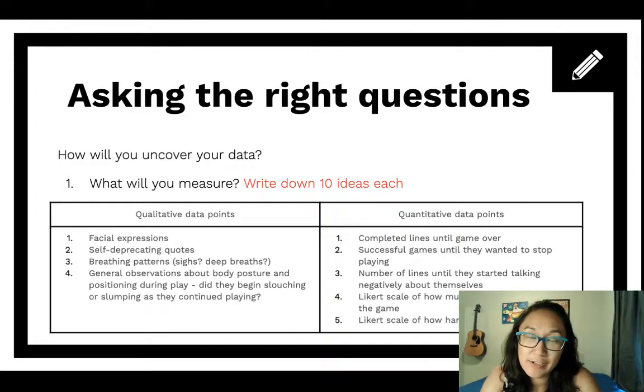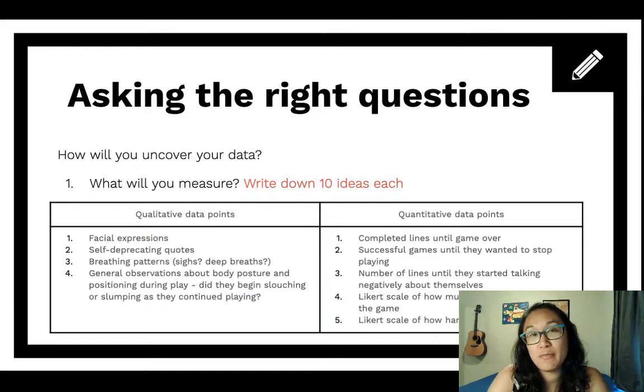For quantitative data points, a couple of numerical values that we can measure with this type of study would be, how many lines do they complete until their game is over? So essentially, how many times can they make the line of Tetrominoes disappear because they've done something successfully, and try to measure that before they clear it and go to the next game. We can then also look at the number of successful games that they played until they feel like stopping.